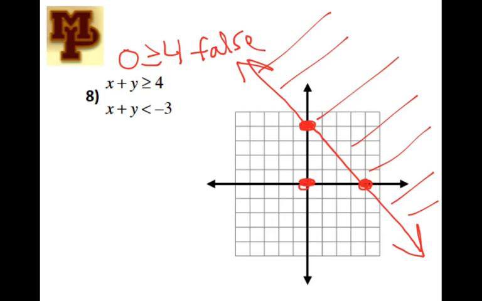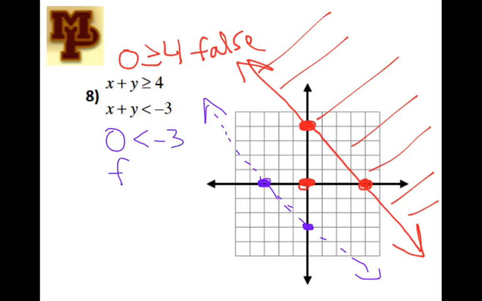Then the other one is good with x and y intercepts. So the x-intercept is -3. So there's that point. Y-intercept is -3. 1, 2, 3. And this would be a dotted boundary. And I would do a test point, 0, 0. So 0 is less than -3.